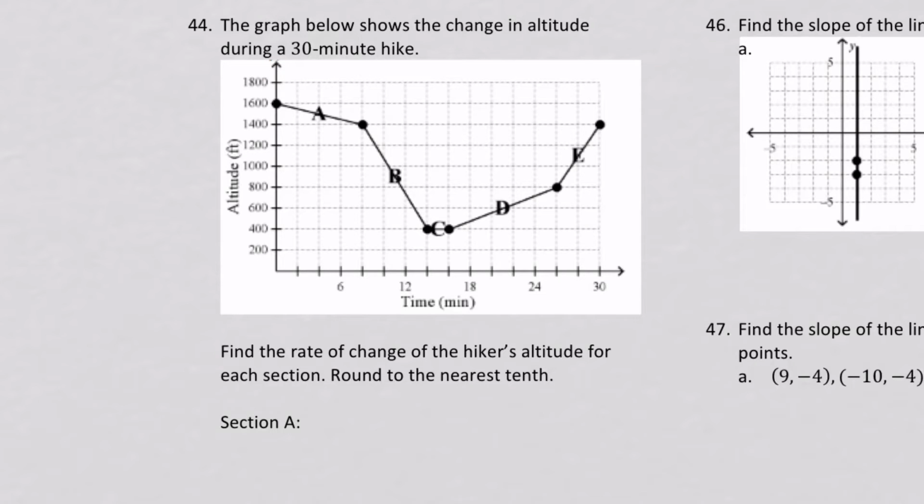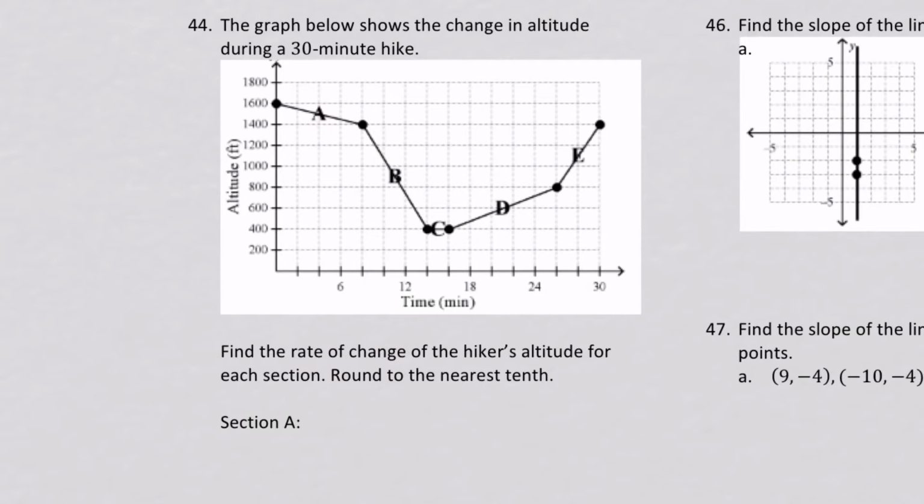All right, here's number 44. It says the graph below shows the change in altitude during a 30-minute hike. Okay, and part A says find the rate of change of the hiker's altitude for each section, rounded to the nearest tenth. So for each section that is labeled here, section A, section B, section C, D, and E, we will have to find the rate of change.